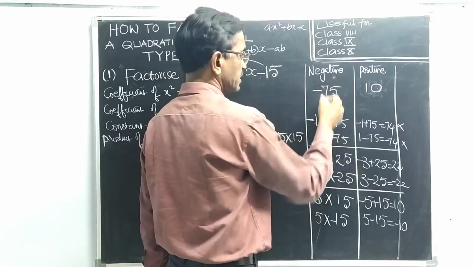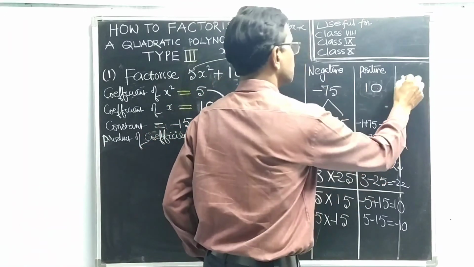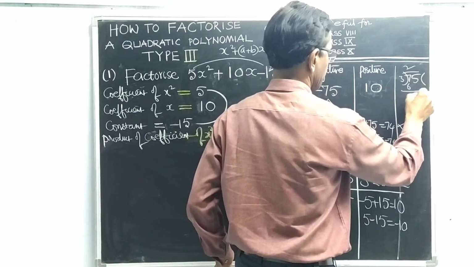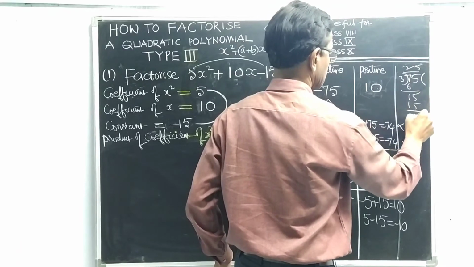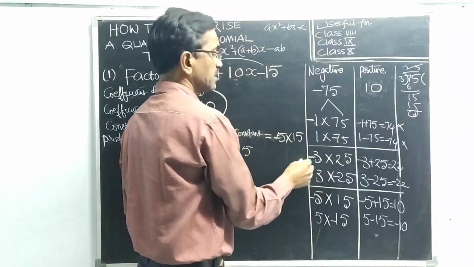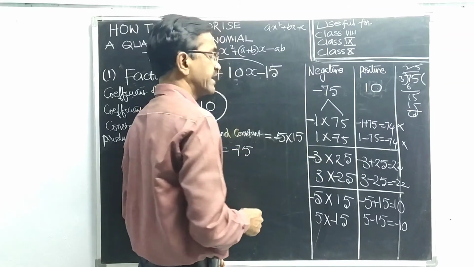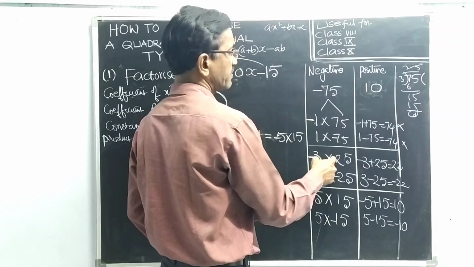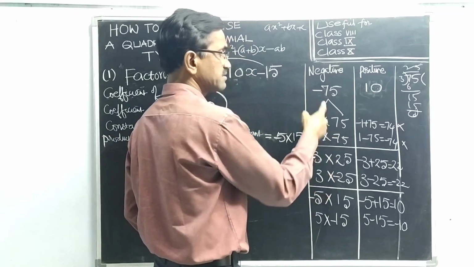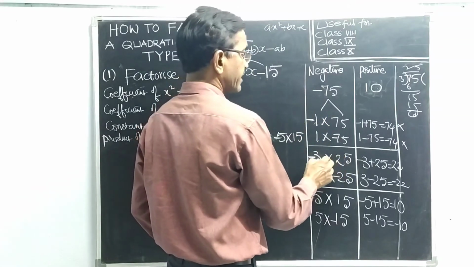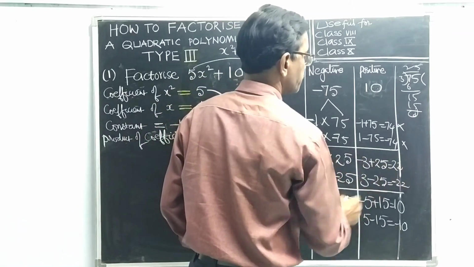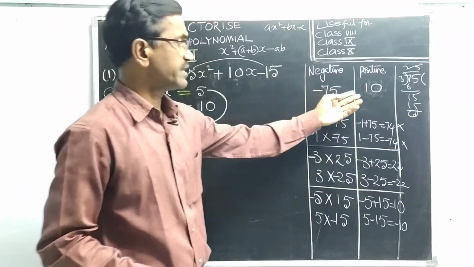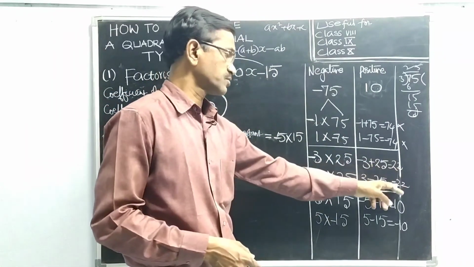If you cannot do it orally like this, you can write here 75 by 3. 3 2s are 6, 15, 3 5s are 15. So 3 into 25. Keep the minus symbol for 3 and here minus 25, because minus into plus is minus, plus into minus is minus. Now minus 3 plus 25 is equal to 22. 3 minus 25 is equal to minus 22. But we didn't get 10 by adding these two.